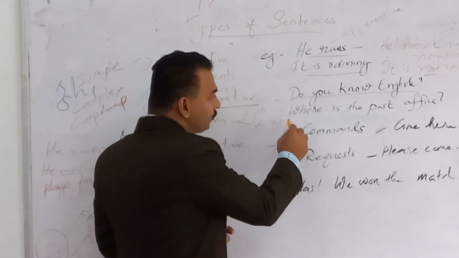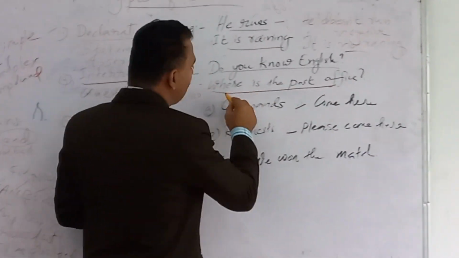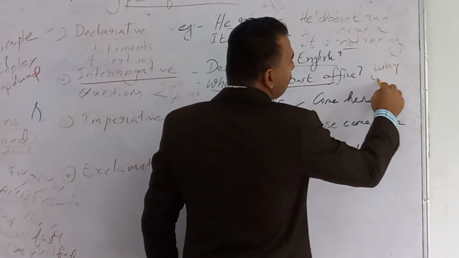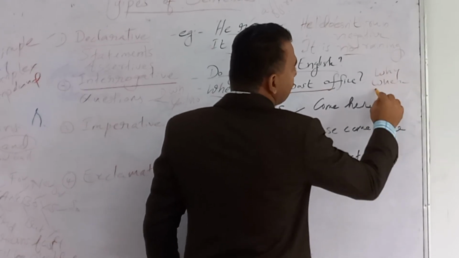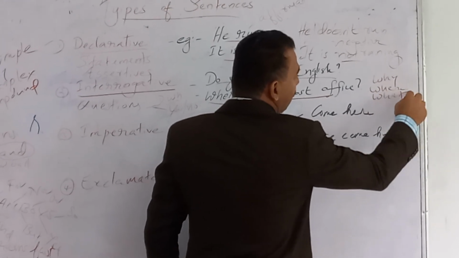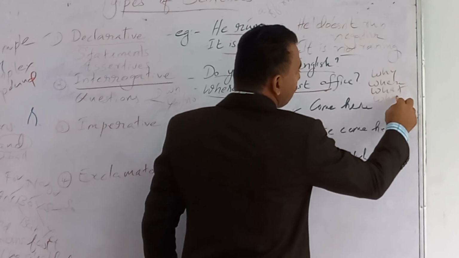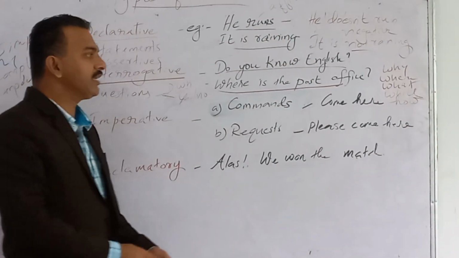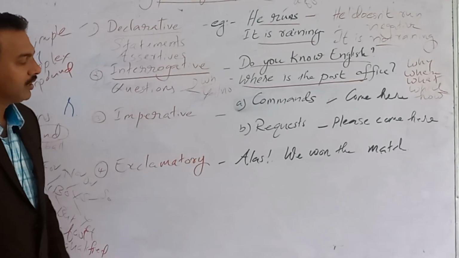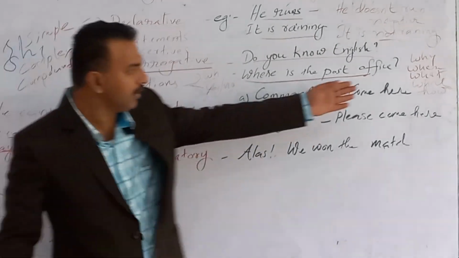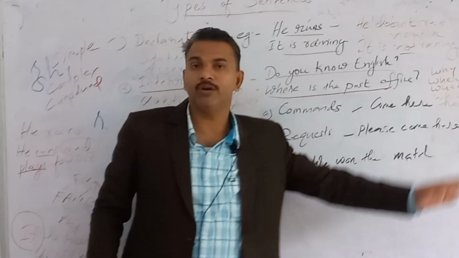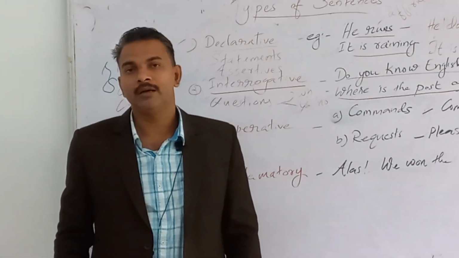Second type, WH questions, where you will have questions beginning with why, where, what, which, how. These questions are framed with any of them, WH. They are known as WH questions. They don't have an answer yes or no.